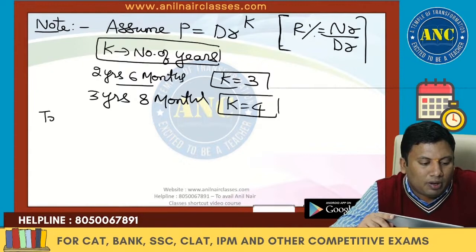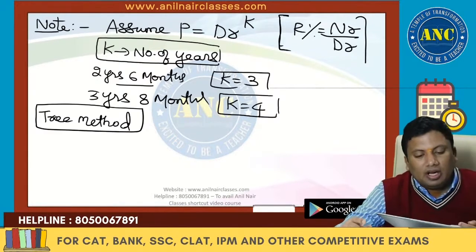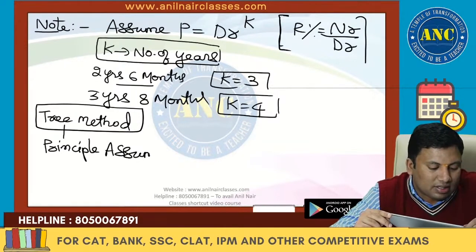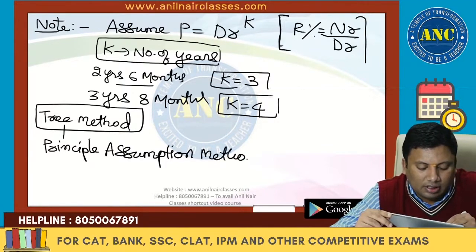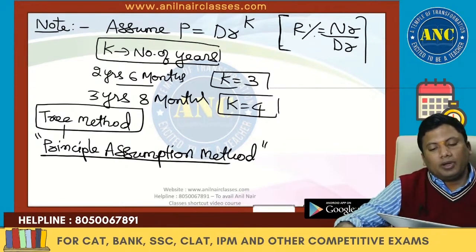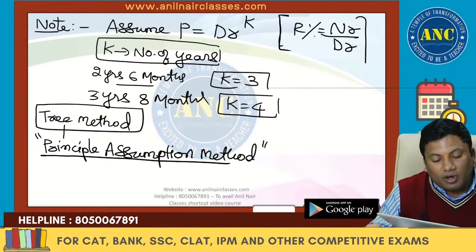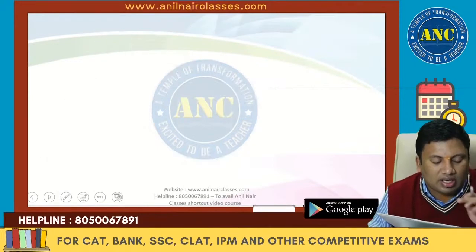This method is popularly called in the NCERT textbook the tree method. This is called the tree method, or the principal assumption method. K is the number of years. We will see it one by one. Just hold for a few minutes. Once you understand, you can do these answers orally.